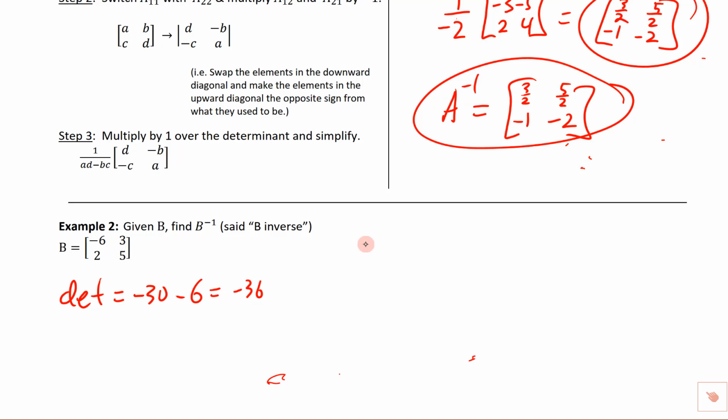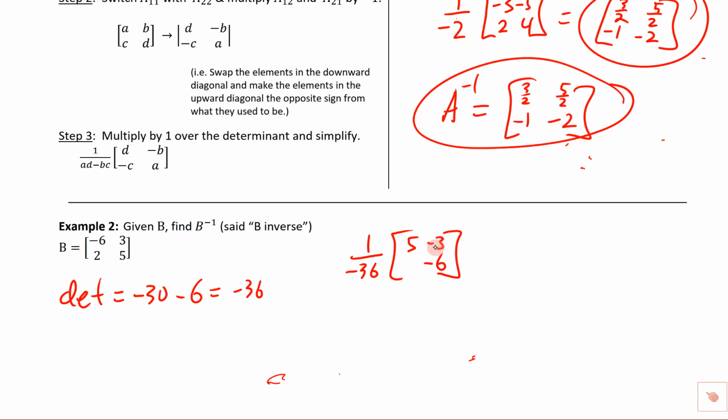So I'm going to do 1 over the determinant, so this is 1 over -36. And then again, here's how this works. We're going to switch the 2 in the downward diagonal, so this is going to be a 5 and a -6. The upward diagonal, they stay in the same place, they just get multiplied by a negative.